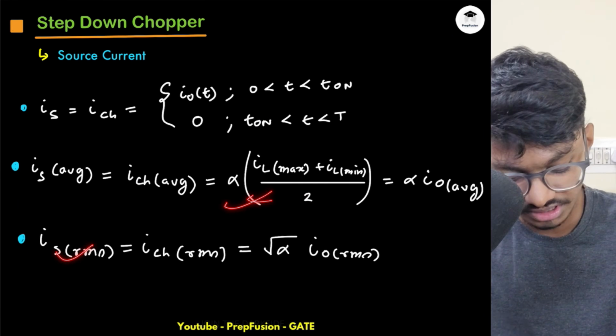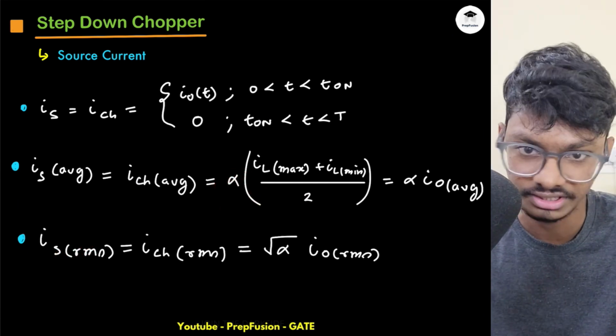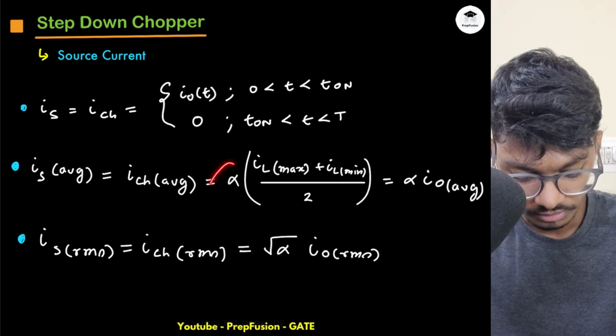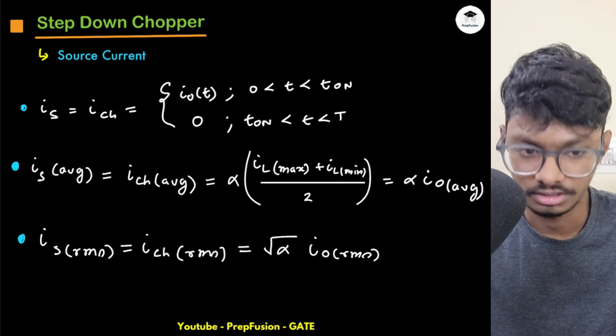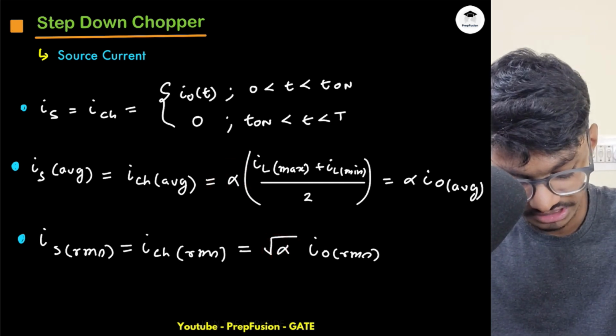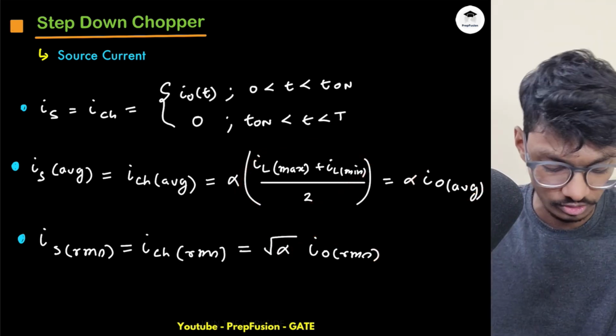Again, what will be the RMS? Just the under root of alpha, for the same reasons, as everything is linear. If I square, then take the under root, the common terms will be outside, and the time will get under rooted. So that's why this is under root alpha, and this expression is IO average, and this expression is IO RMS. Already computed all those things.